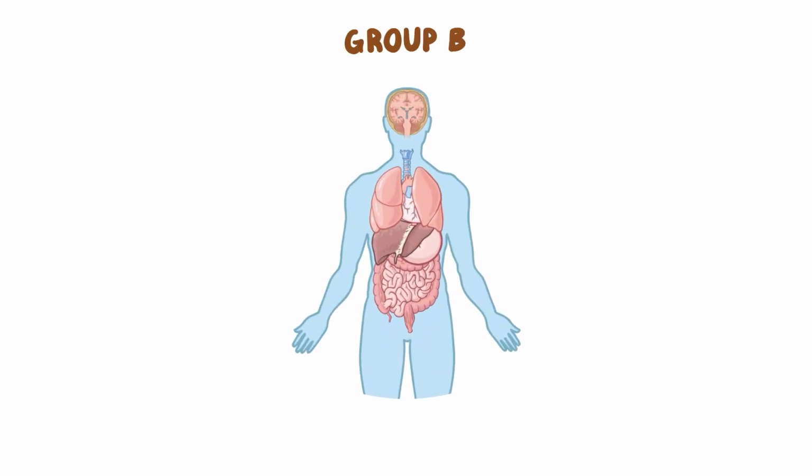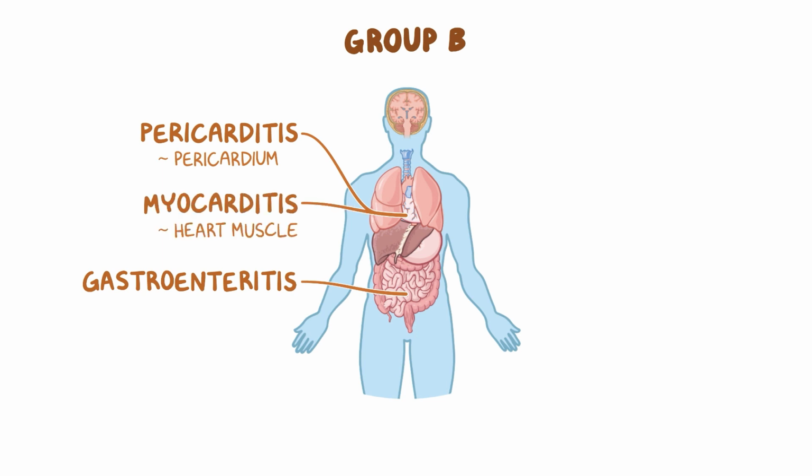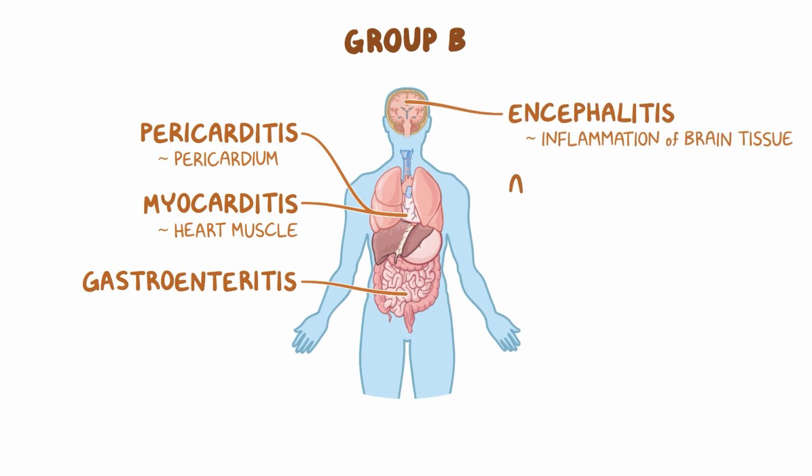On the flip side, Group B prefers going deeper into the body, infecting visceral organs and causing problems like gastroenteritis if it affects the gut, pericarditis in case it infects the pericardium, which is that tough membrane that envelops the heart, or even causing myocarditis, which happens when it infects the heart muscle, resulting in Coxsackievirus-induced cardiomyopathy. Sometimes it travels through the bloodstream and gets into the brain, where it can cause encephalitis when it causes inflammation of brain tissue, or result in aseptic meningitis when there is meningeal inflammation.